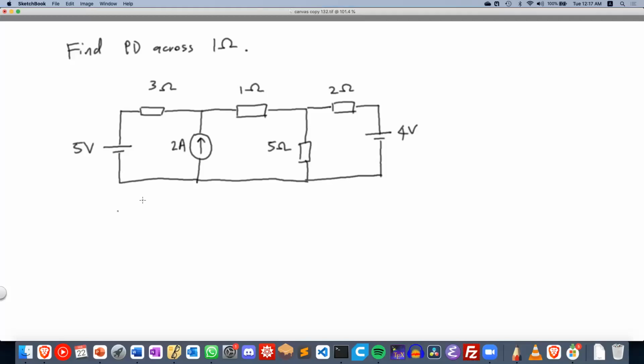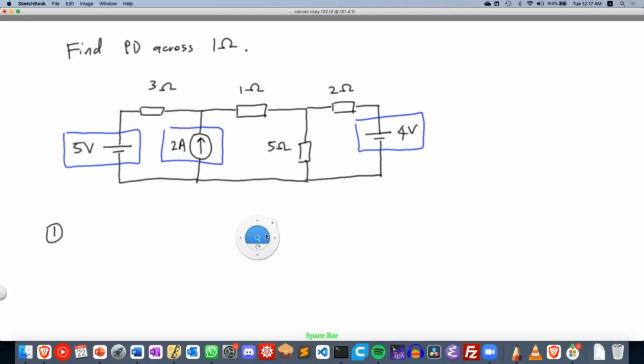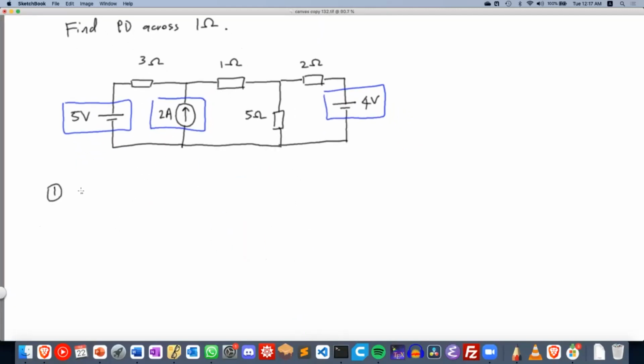Okay, so this question asks for the potential difference across the 1 ohm resistor. We realize that we have three sources: one voltage source of 5 volts, a current source of 2 amperes, and another voltage source of 4 volts. That means we have to do three scenarios, three cases, turning each one on and the rest off in each scenario.